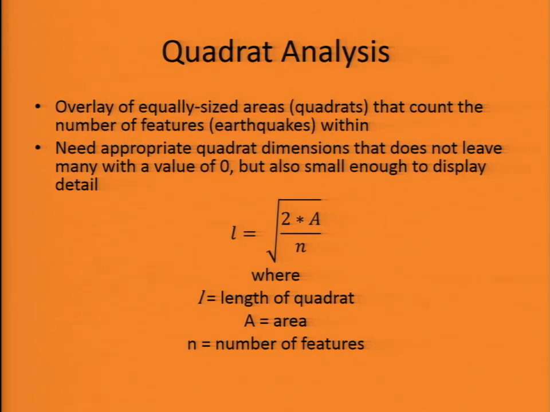The trick here is that you need an appropriate resolution that is not so small that you have a whole bunch of quadrants with a value of 0, but not so large that you don't really see much detail. We have this formula where L is the length of the quadrant. You multiply the area times 2 and then divide it by the number of features, which in our case is earthquake events, and that will give you the appropriate length of a quadrant that's large enough to not have any 0 values, but small enough that you're able to derive some spatial patterns from that data.